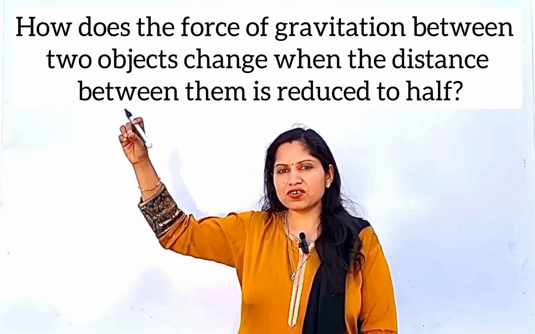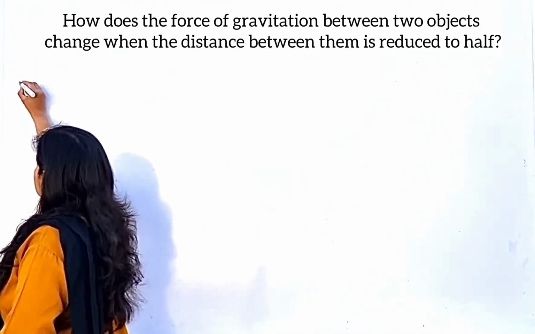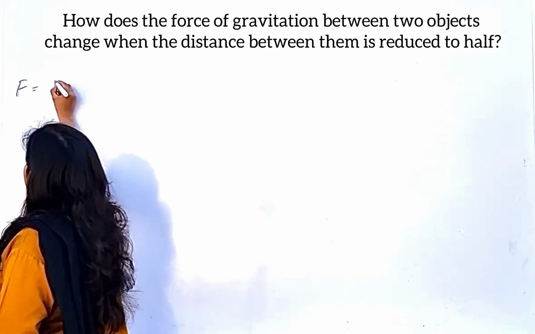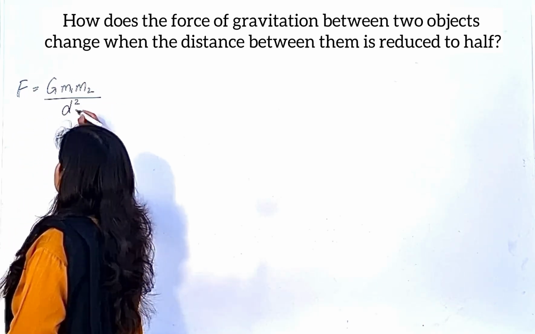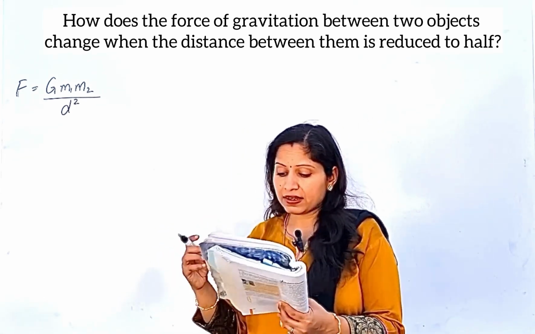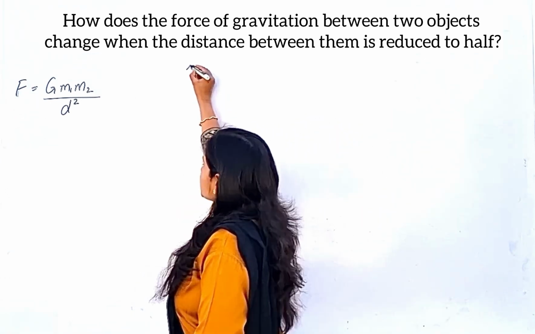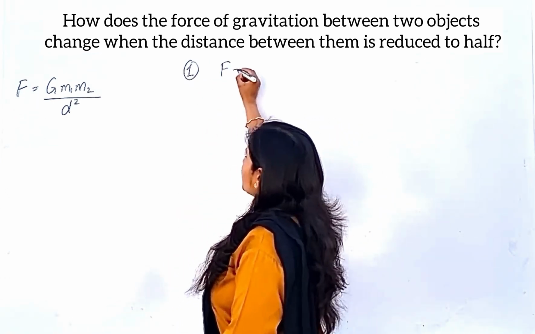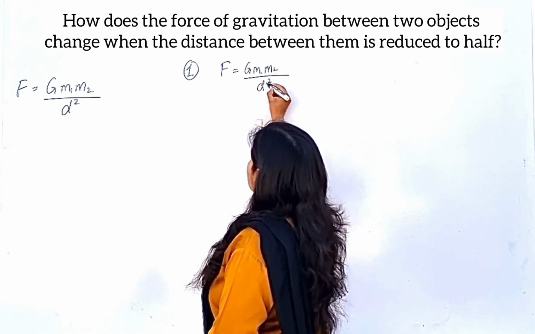So first, let us write down the formula required to do this question at one corner of the board. F is equal to capital G m1 m2 upon distance square. I hope you remember the formula. So it's said that when the distance between them is reduced to half, what will be the force of attraction? So the original force of attraction is equal to capital G m1 m2 upon distance square.